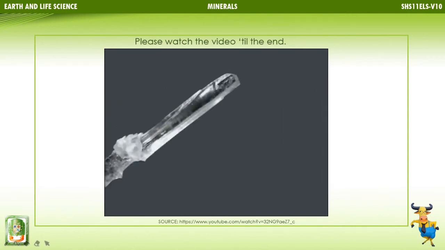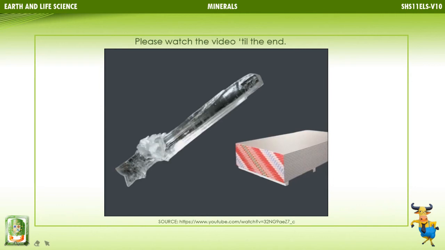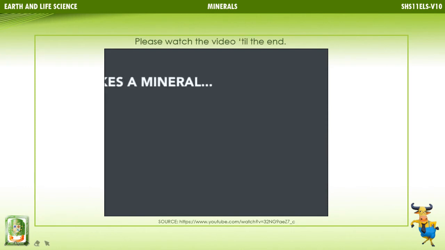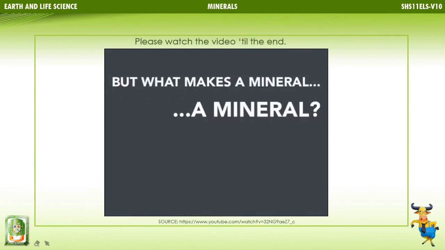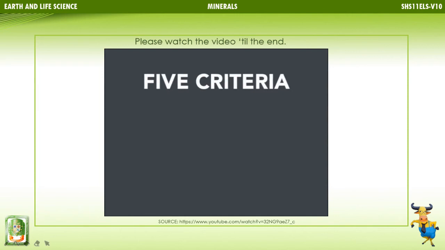One more example. This is a mineral selenite gypsum, which is used all around us in drywall. This is the material that's used to build the walls inside modern houses and buildings. But what exactly makes a mineral a mineral? Well, to be considered a mineral, the substance must meet 5 criteria. Let's go through those 5 criteria right now.